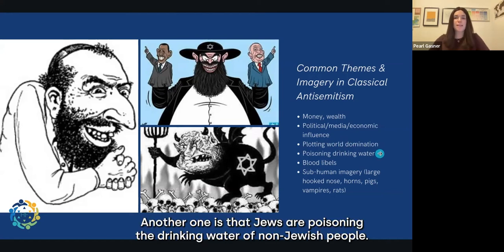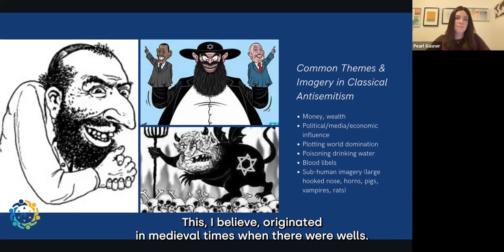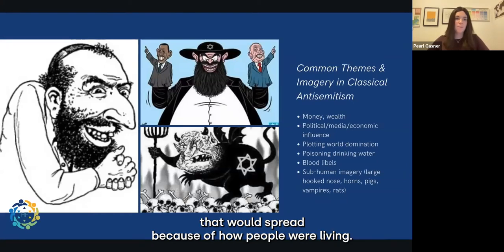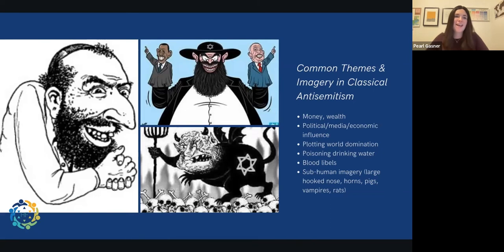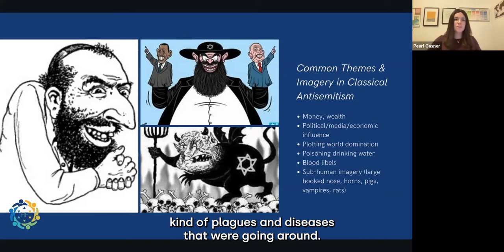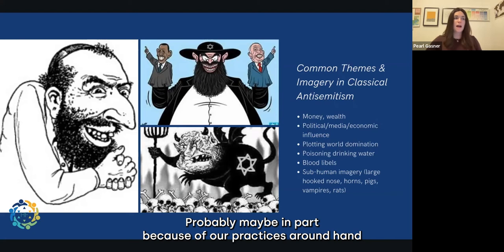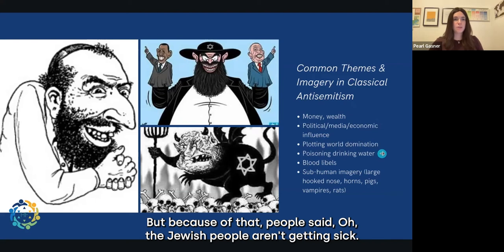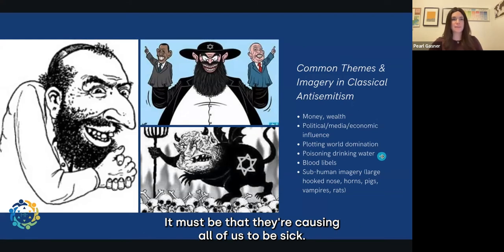Another one is that Jews are poisoning the drinking water of non-Jewish people. This, I believe, originated in medieval times when most people got their water from wells. There were also lots of diseases that would spread because of how people were living, and hygiene standards were very different. Jewish people would often not be as affected by the plagues and diseases that were going around, probably in part because of our practices around hand washing before eating. But because of that, people said, oh, the Jewish people aren't getting sick. It must be that they're causing all of us to be sick.